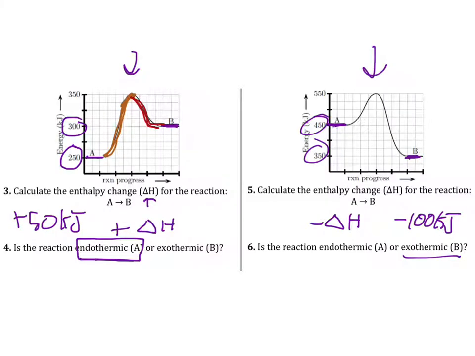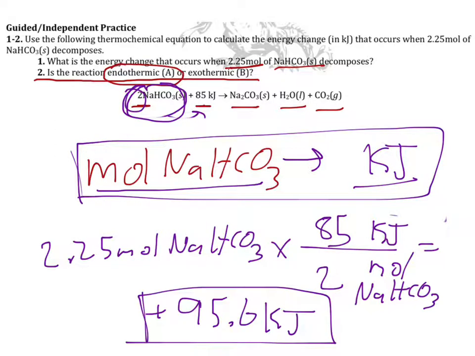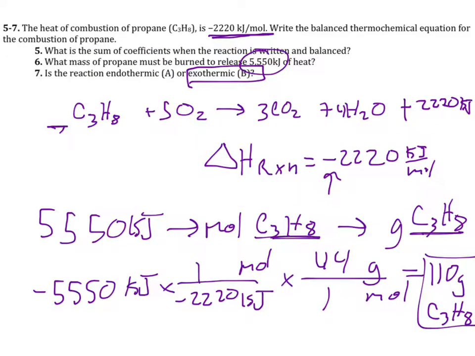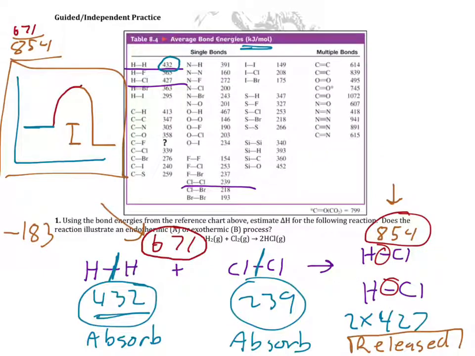And then we talked about how to actually calculate the delta H of a reaction. You just look at where it starts and where it finishes. If it drops down, it's negative. If it goes up, it's positive. We did this equation here where we figured out how much energy is absorbed or released given a certain amount of moles. We also talked about how to calculate how many grams will be required to produce a certain amount of energy.